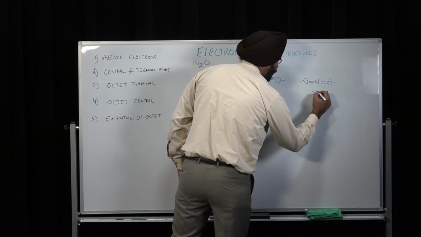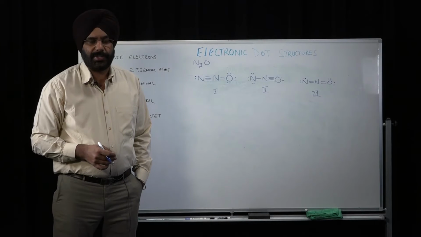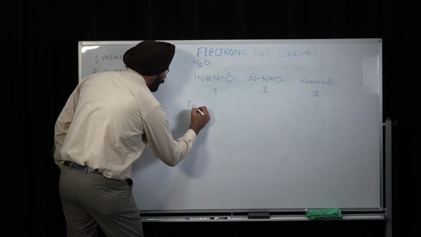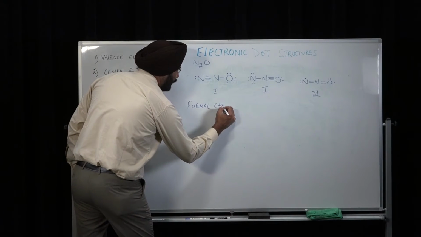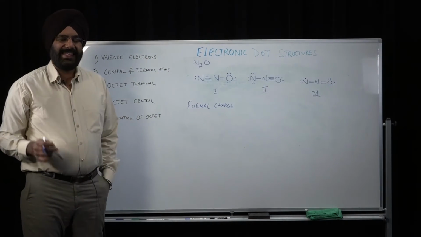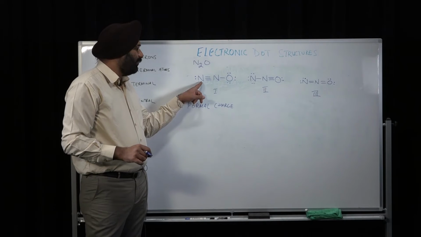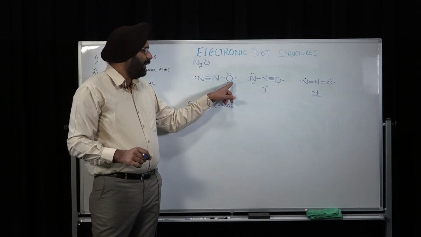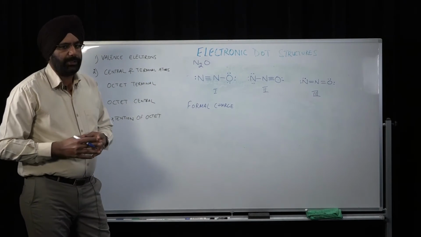So my problem here is to find out which is the most probable structure. So the methodology which we are going to use is to calculate the formal charge on the atoms which constitute that molecule. This means we need to calculate the formal charge on this nitrogen, formal charge on this nitrogen, and formal charge on the oxygen atom, and then we'll arrive at a conclusion.